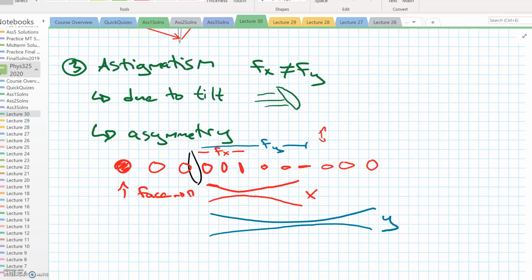So the next aberration, the fourth Seidel aberration, is called field curvature.